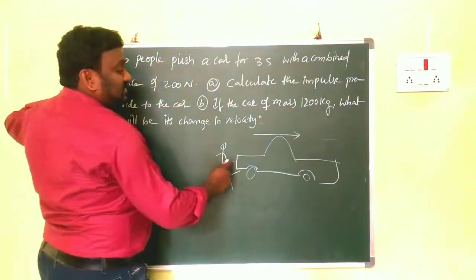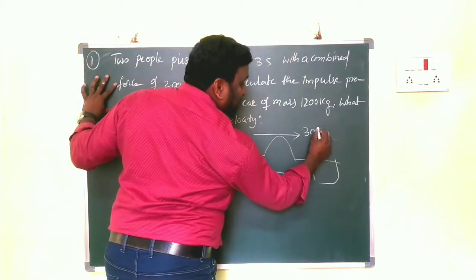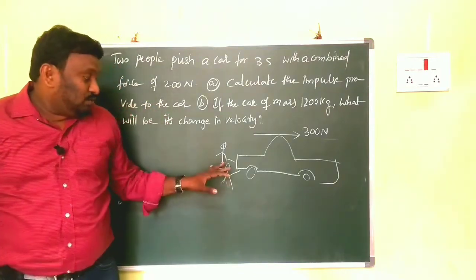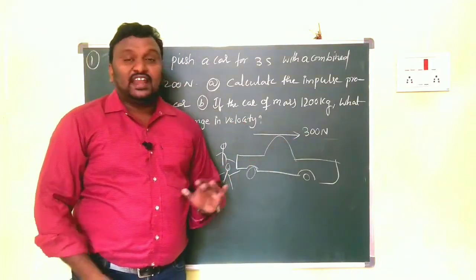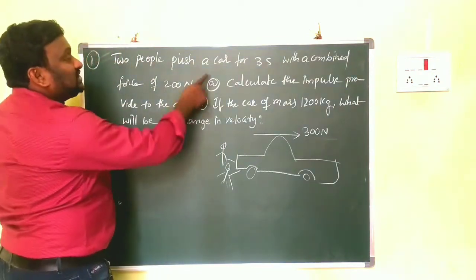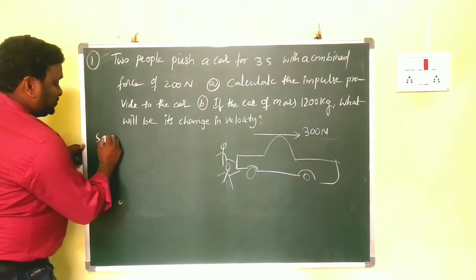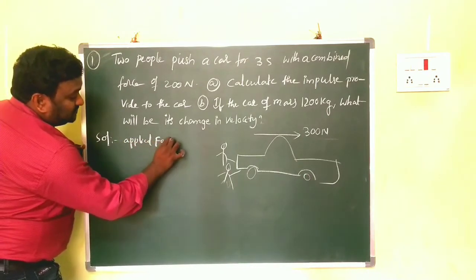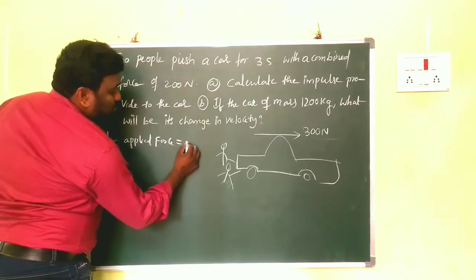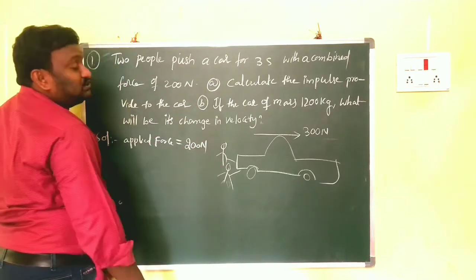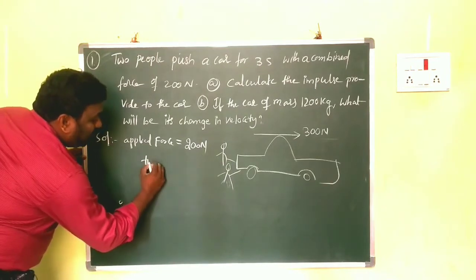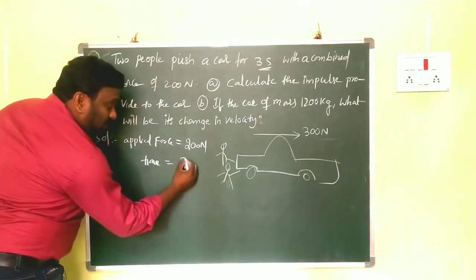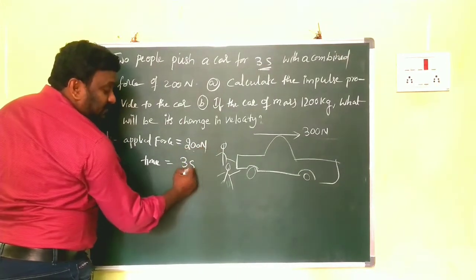How much force? As they applied some force on the car, how much? 200 newtons. Children, two persons are there, pushing the car with a force of 200 newtons. And for how much time did they apply force? The applied force, how much? 200 newtons. That is F equals 200 newtons. And the time of applying the force, how much time was taken? 3 seconds. So they applied 200 newtons for 3 seconds.